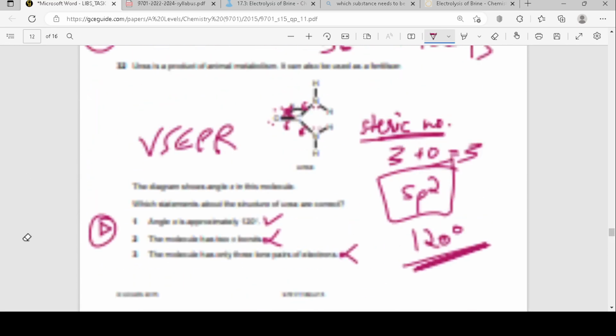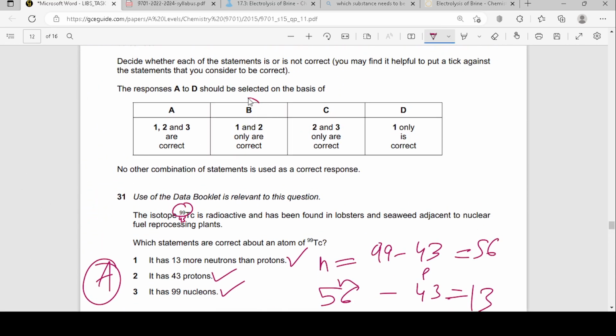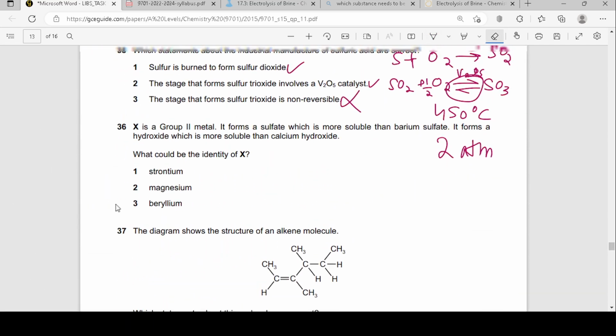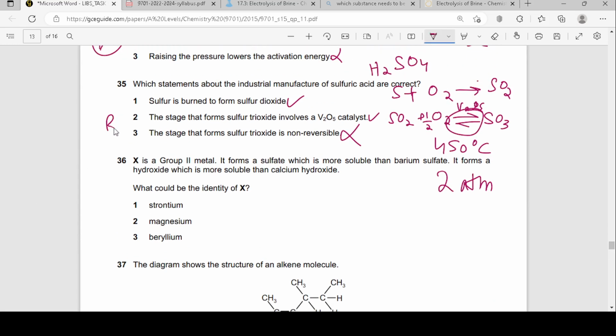So you have 1 and 2 as the correct options with correct answers, which means your option B is the right option. Okay, so B is your answer here. And let's look at the next question now.